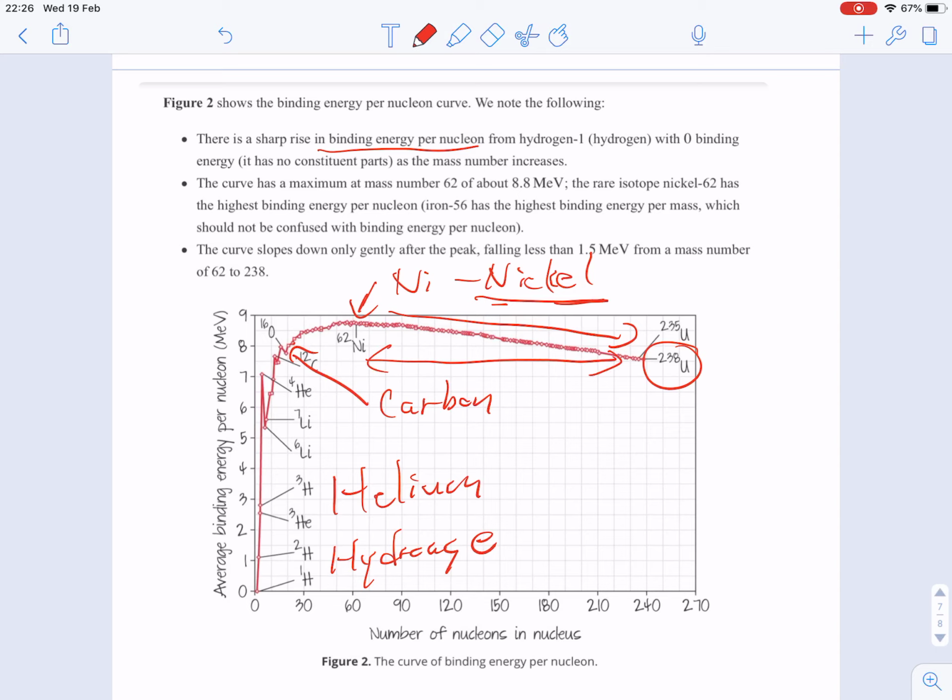This curve is something that you do want to know: this massive spike up, and then gradually going down, with one of the peaks there being nickel, which is element 62. That's something you definitely want to remember. And also carbon and uranium are roughly the same.